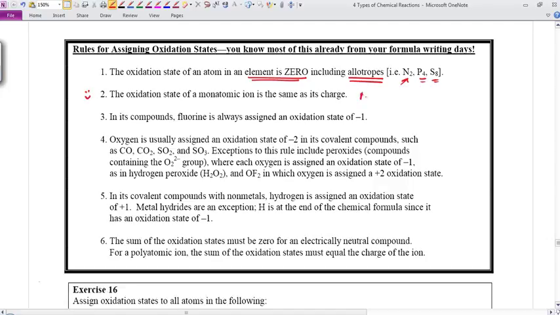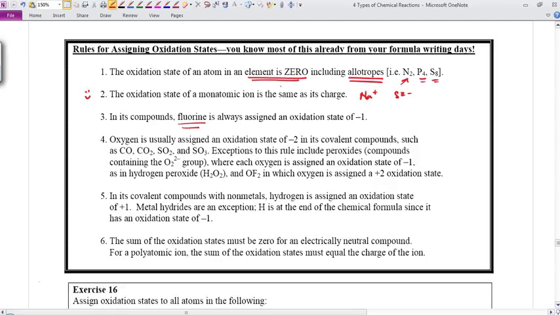If you write Na+, then its oxidation state is +1. If you write S2- for the sulfide ion, its oxidation state is -2. It's a no-brainer. I don't have to think that hard. In its compounds, fluorine is always an oxidation state of -1. If it's an element, we're back to rule 1.